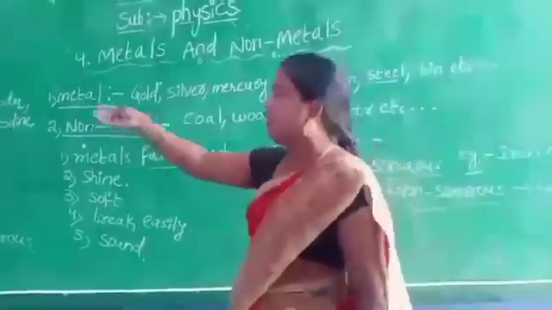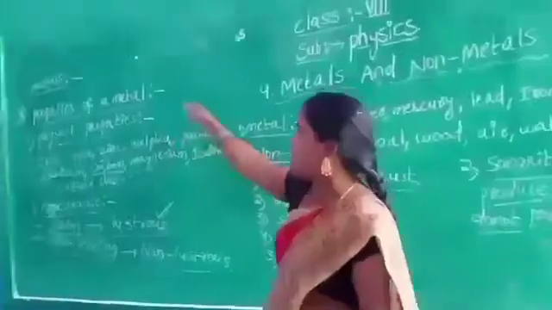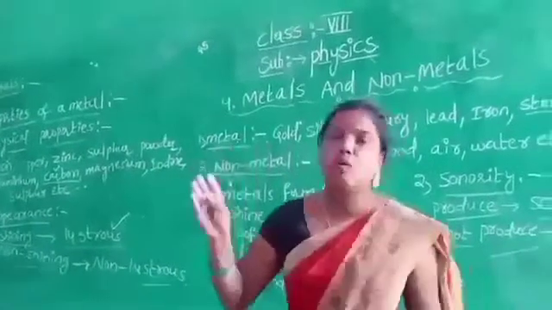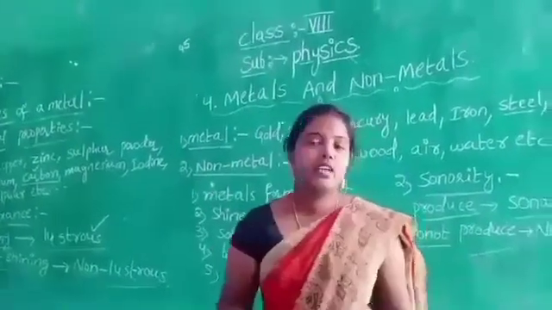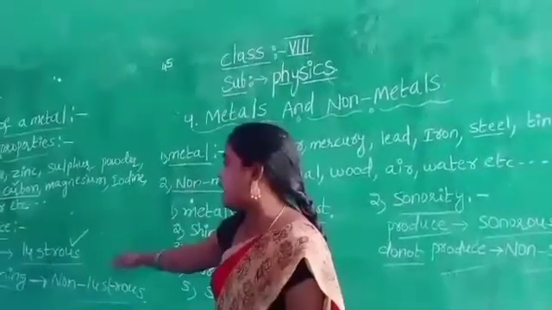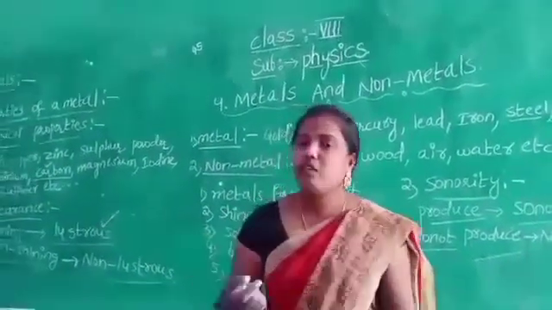First we are going to discuss the properties of a metal. From all these types of examples, how do we identify which one is metal and which one is non-metal? By seeing these characters. Children, what is activity one?